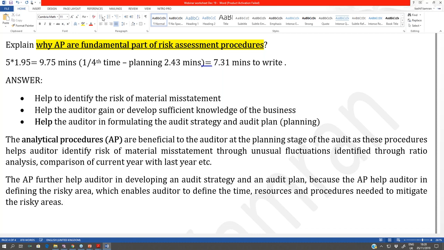Now we know the audit strategy and the audit plan help the auditor in terms of defining the time, the resources, and the procedure. So when you know the risky areas through the analytical procedure, those risky areas will help you in developing an audit strategy and an audit plan, and that will eventually help you in defining the time, the resource, and the procedures you need to mitigate the risky area. So I've drafted two of the three, and you need to draft the third one yourself.